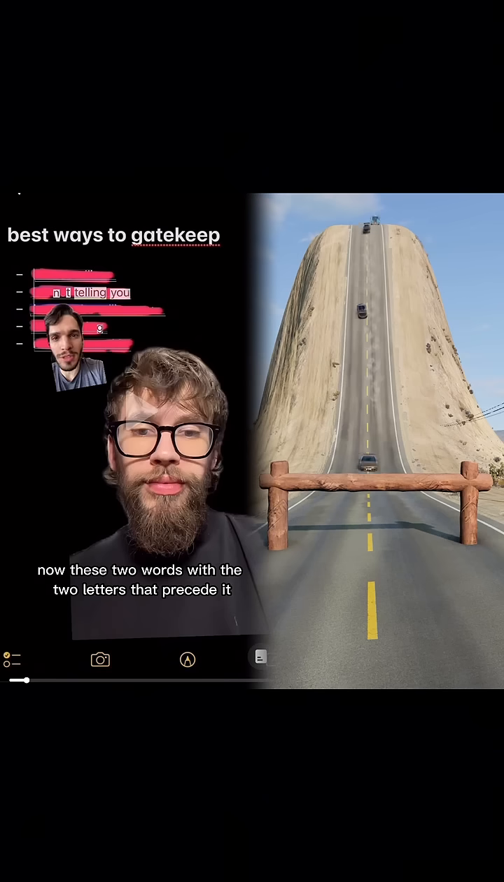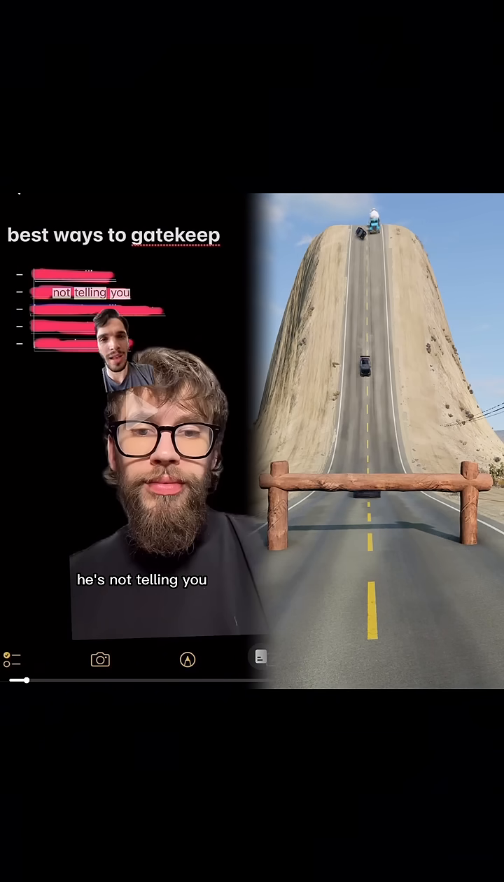Now, these two words with the two letters that precede it make it pretty obvious what he's trying to do. He's not telling you. From here, I can surmise that each instance where we can see the tops of three letters side by side must be the word telling, giving us another telling over here and another telling over here. And the little white dot that is the top of this letter over here lets me know that this fourth line must end with an ing.